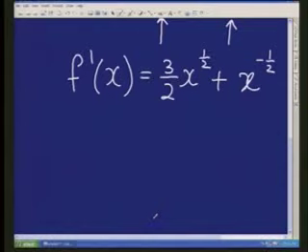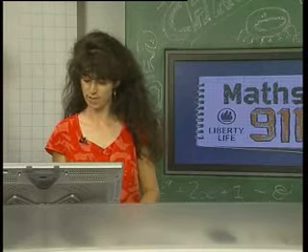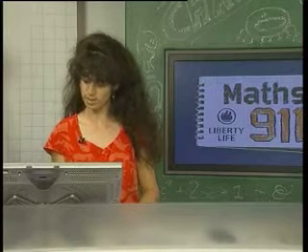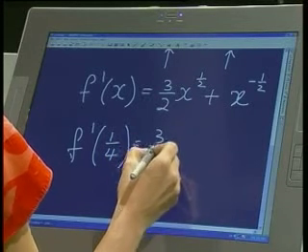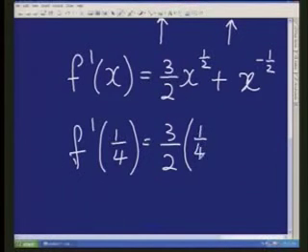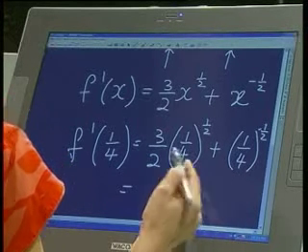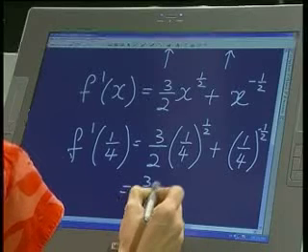Once we've got our derivative function, we can now find a specific value of that derivative. We needed f dashed of a quarter. So let's look at what this looks like. 3 over 2 multiplied by a quarter raised to the half plus a quarter raised to the negative a half. Great. What is a quarter to the half? Quarter to the half is the square root of a quarter, and the square root of a quarter is a half.